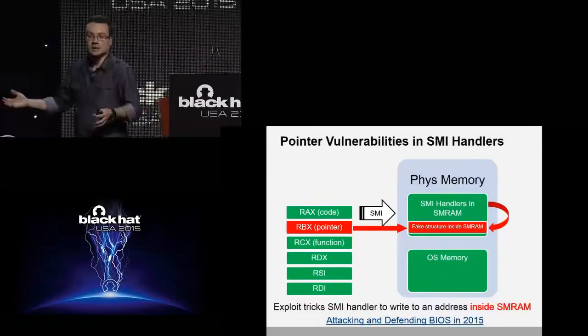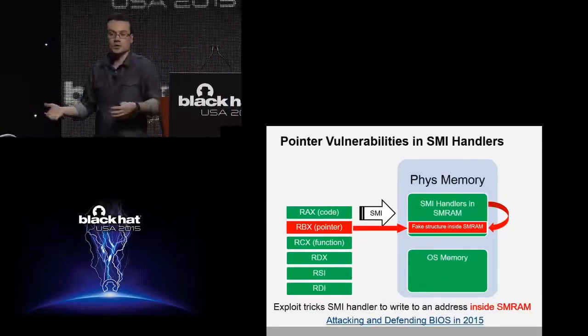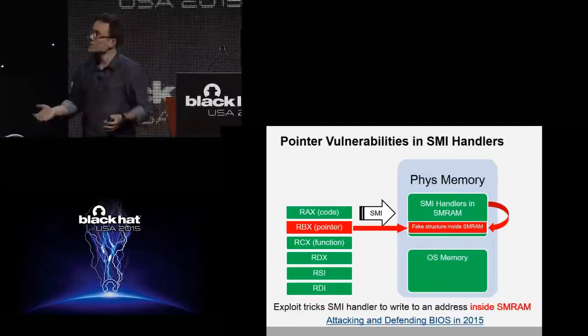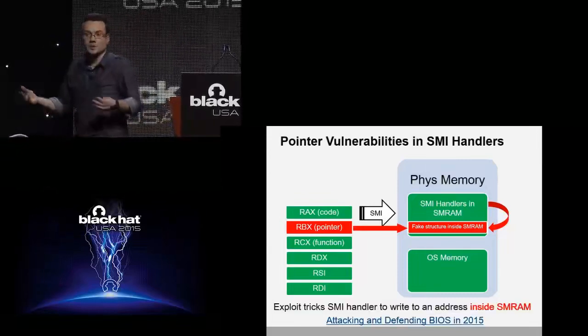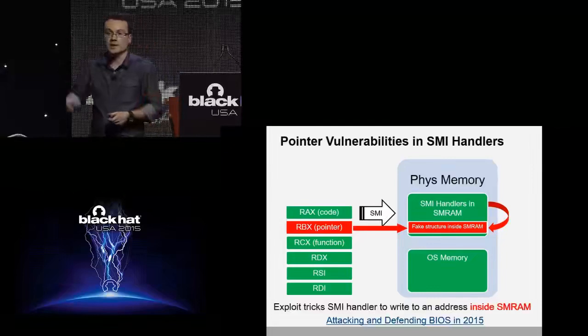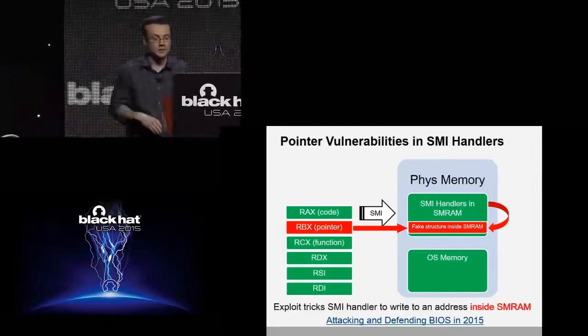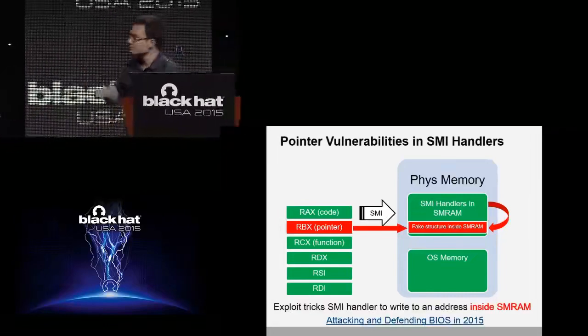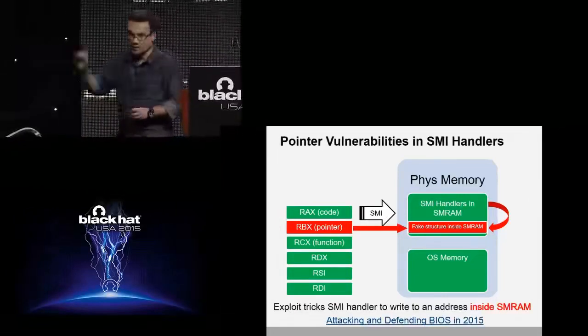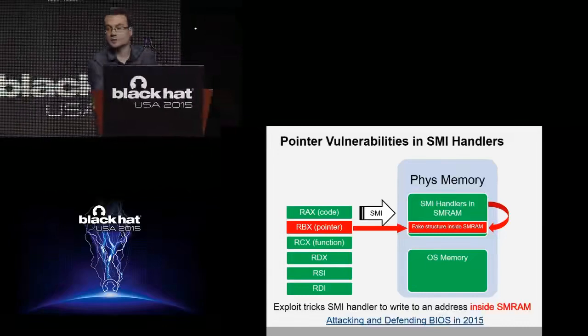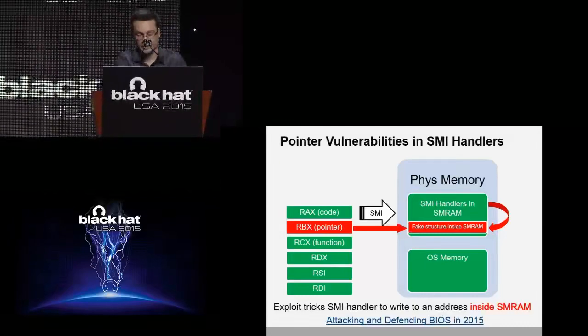So if the SMI handlers write anything to those pointers without validation, then they can override their own memory, because the OS could just point that address inside the SMRAM, and that gets us code execution in the SMM. So for details on this specific attack, I'm referring to our prior presentation.